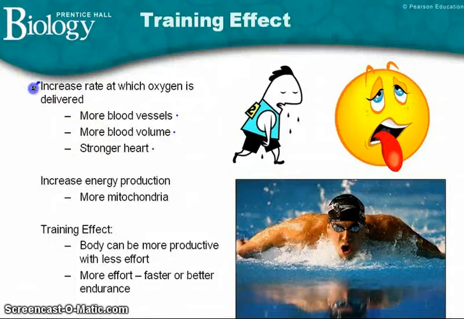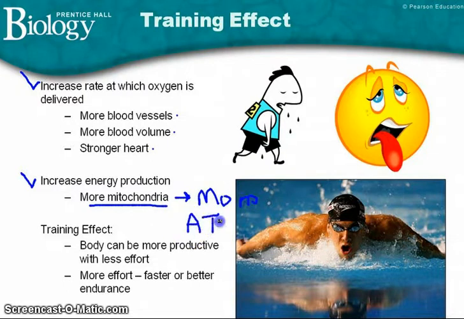So step one of the training effect, or the first thing that happens, is that we get more oxygen delivered to your cells so they can do cellular respiration longer and more efficiently. Secondly, since the mitochondria is the organelle where cellular respiration is taking place, if we have more little energy factories, we can produce more ATP. Lastly, as a result of these two changes in your body, one of two things happens. You can do more work with less effort.